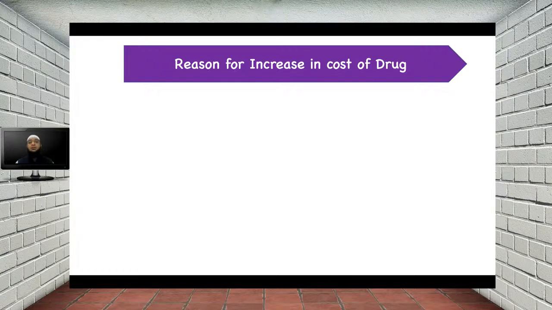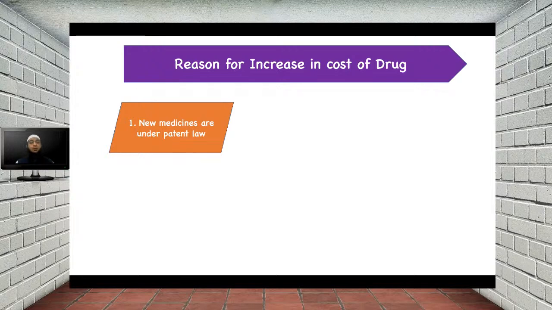Now let's see why there is an increase in the cost of the drug. The first reason is that new medicines are under patent law. You know that when a new medicine has been marketed by the inventor, for at least 20 years that medicine is under patent law. And when it falls under patent law, there is a privilege given to the investigator, the sponsor, and the pharmaceutical company. Based on their investment, they can charge the amount for those 20 years. After expiration of the patent, the patented drug becomes a generic drug. So obviously when it becomes generic, the price of the drug will reduce. Okay, so this is one of the reasons: due to patent law, the new medicines are a little expensive as compared to older medicines which are generic in nature. So this is the first reason for increase in the cost of the drug.